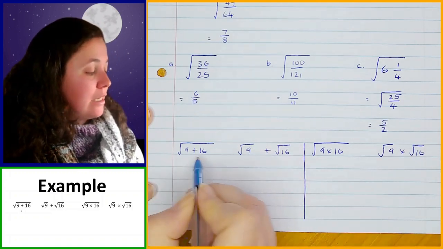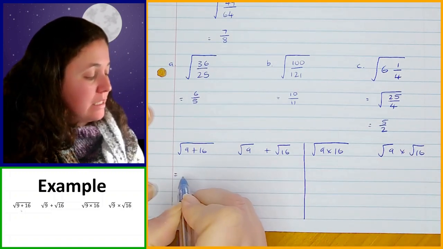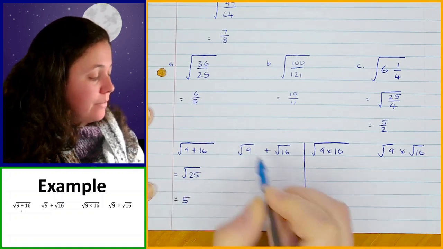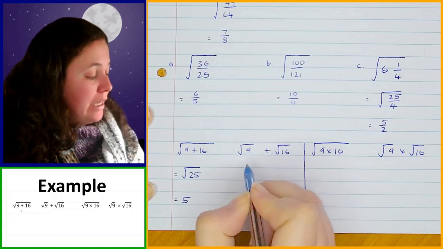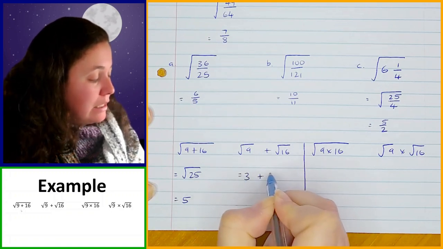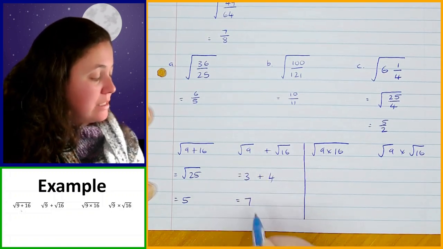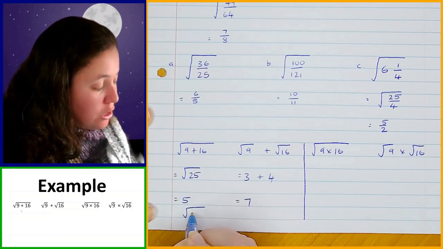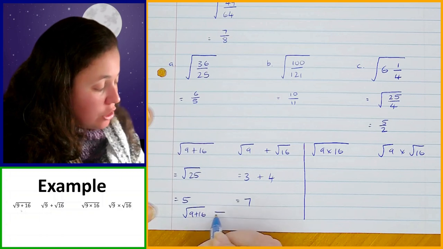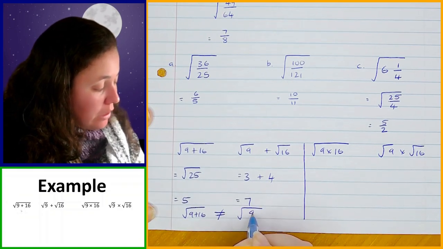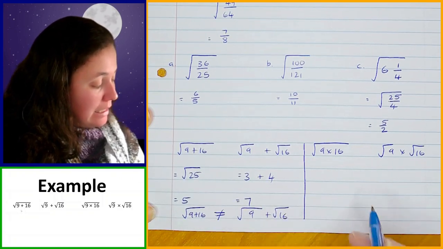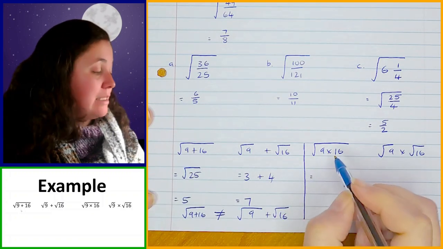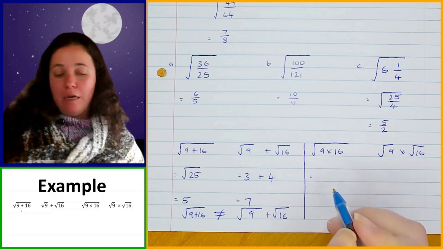Okay, so first, 9 plus 16, if I simplify that, I get 25. So the square root of 25, that gives me 5. Here, if I square root them separately, I get 3 plus 4, which is equal to 7. So these, I can say, are not equal to each other. So the square root of 9 plus 16 is not equal to the square root of 9 plus the square root of 16.